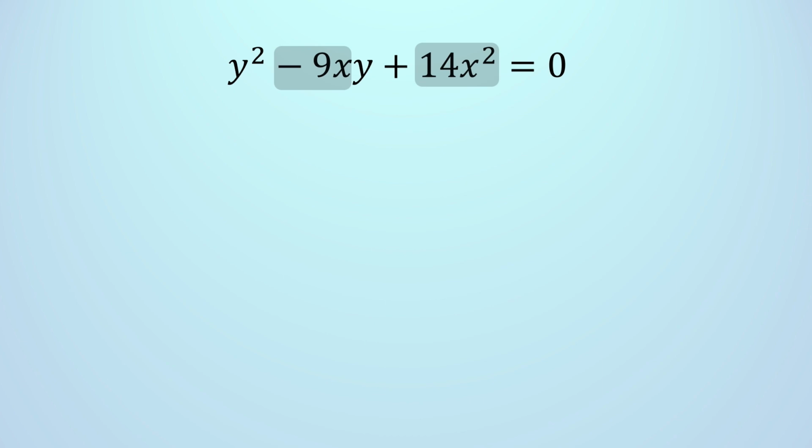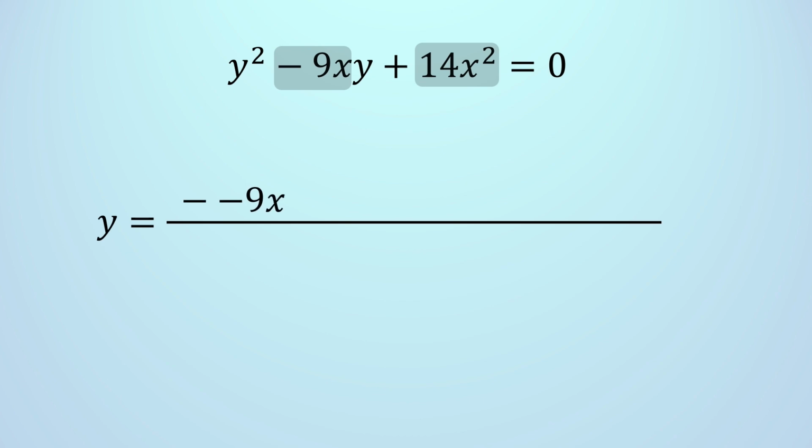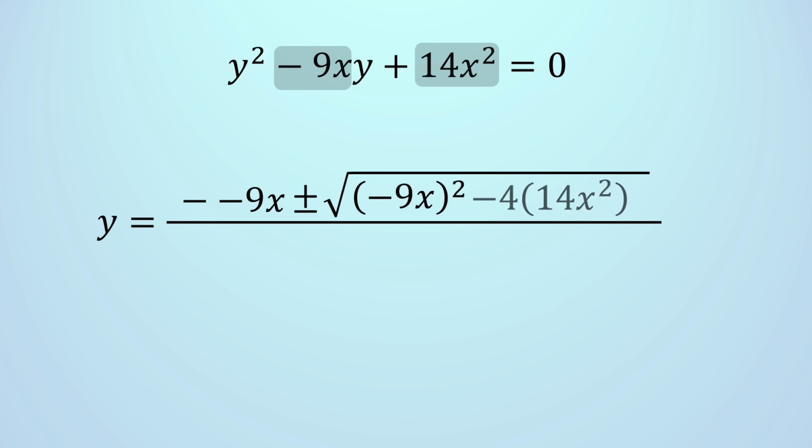For instance, in this case, we'd end up with y equals minus b, which would be minus 9x, plus or minus the square root of b squared minus 4 times a times c, all divided by 2 times our a coefficient. And this is what you'd end up with. It looks weird because we're not used to directly plugging algebra into the quadratic formula, but interestingly, it all works out absolutely fine.